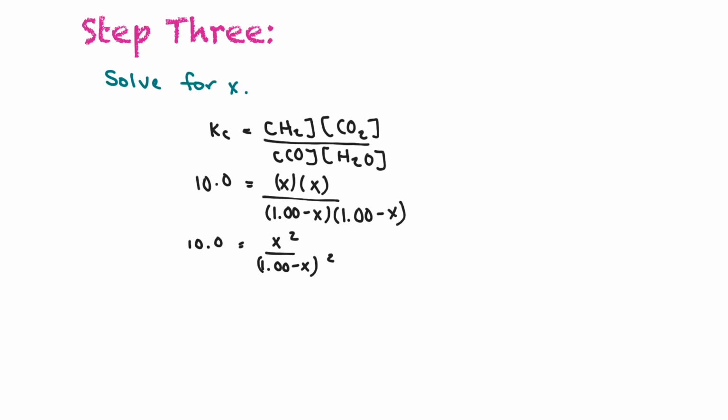Rather than factoring, the easiest thing to do would be to take the square root of both sides to simplify this even further, because the opposite operation of squaring is square rooting. So the square root of 10 is going to equal the square root of these guys. So 3.16 is going to equal x over 1.00 minus x. So the easiest way to simplify this would be to multiply both sides by 1.00 minus x.